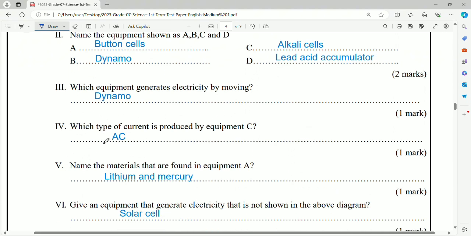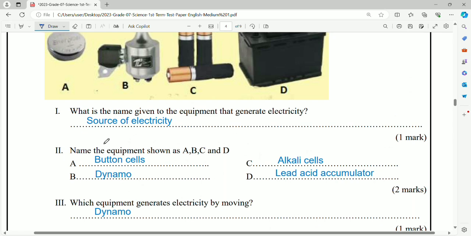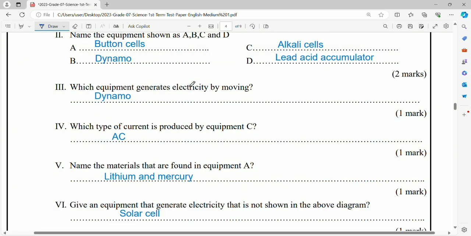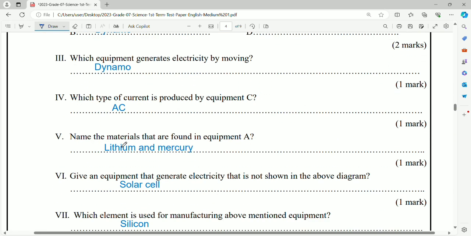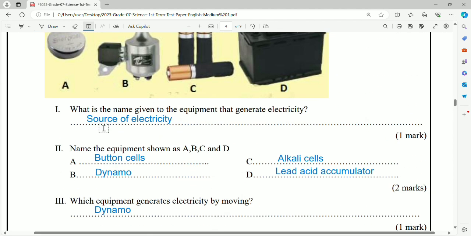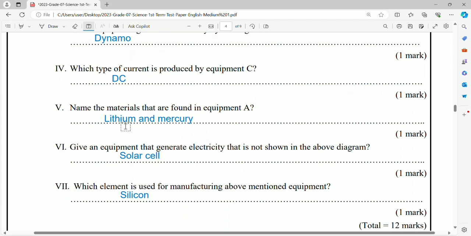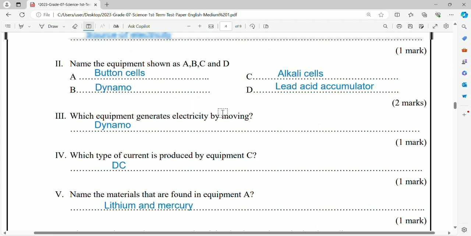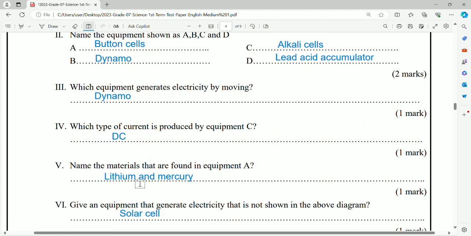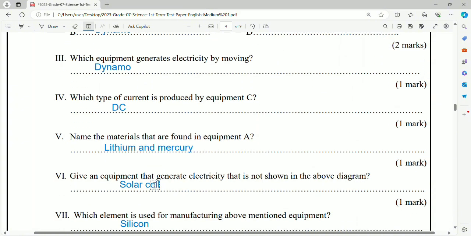Which type of current is produced by equipment C? Here C produces DC current, not AC current, because there is no magnet. If there is a magnet, then only AC current will be produced. So C, alkali cells, produce direct current. Name the material found in equipment A. A is button cells. What is present? Mercury and lithium are present in button cells.